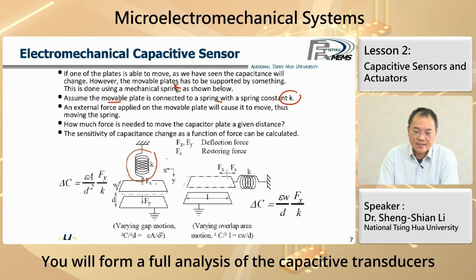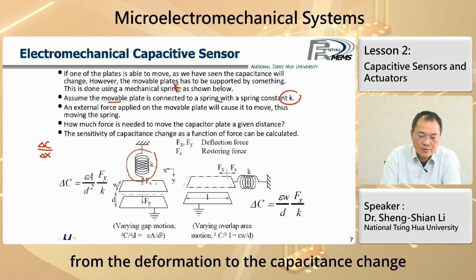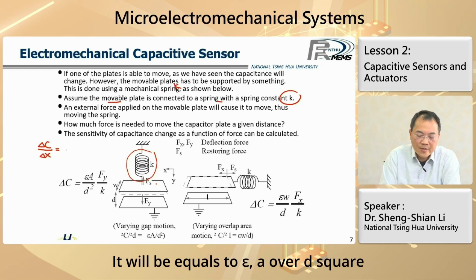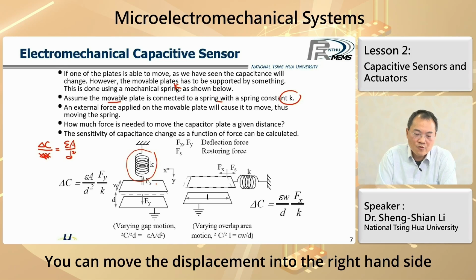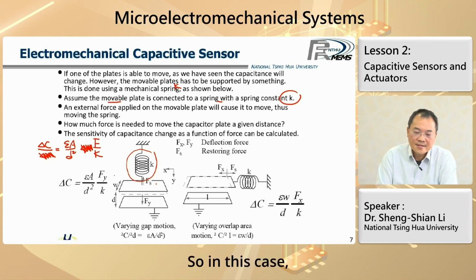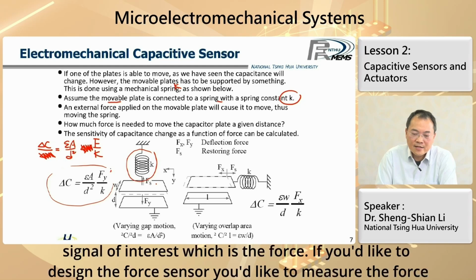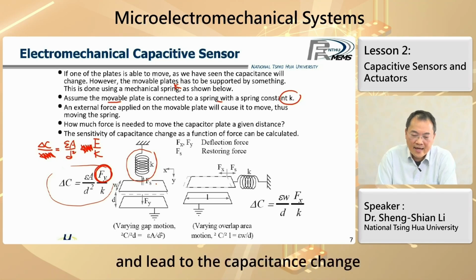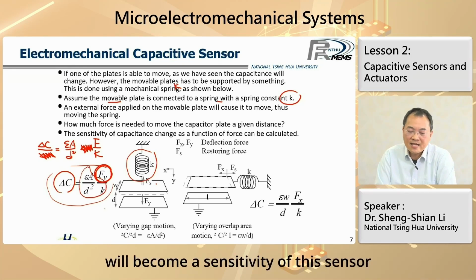Assuming the movable plate is connected to a spring with a spring constant K, you will form a full analysis of the capacitive transducers. Remember, in the previous slide, our sensitivity from the deformation to the capacitance change is equal to epsilon A over D squared, right, for the variable gap. You can move the displacement to the right-hand side and replace the displacement by mechanical Hooke's law, F over K. So in this case, we will be able to link the signal of interest, which is the force, right? If you would like to design a force sensor, you want to measure the force and lead to the capacitance change. So the other parameters will become the sensitivity of this sensor.